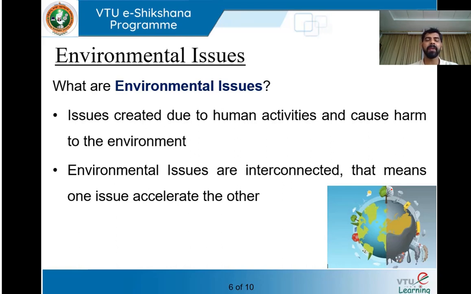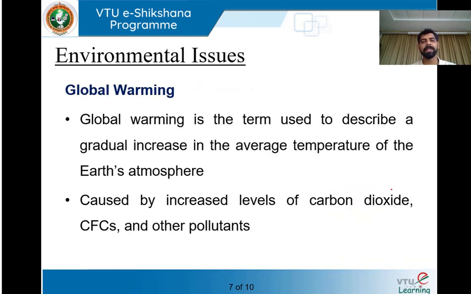The two major environmental issues I will be discussing here are global warming and ozone depletion. So what is global warming? Global warming, as you are aware, is nothing but the gradual increase in the average temperature of the Earth's atmosphere. Day by day, the temperature of the Earth is increasing. This is what we call global warming, and it is also known as climate change.